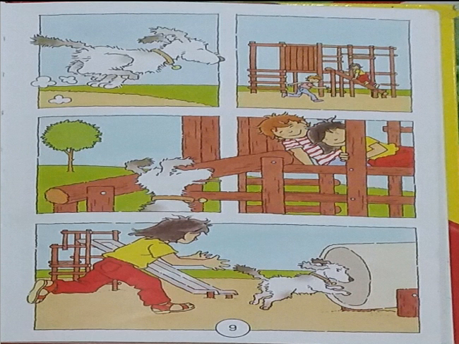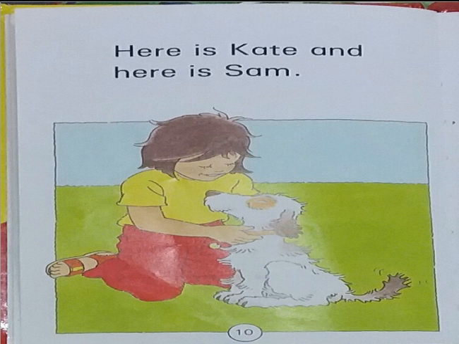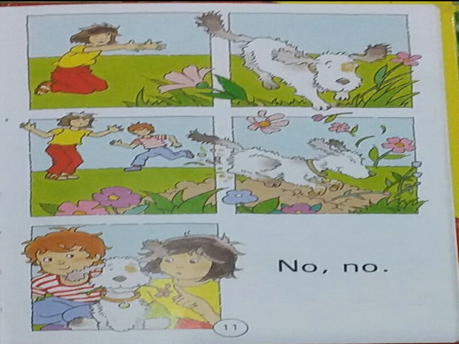Page number 9. Here are some pictures. Page number 10. H-E-R-E, here. I-S is K-A-T-E, Kate. And H-E-R-E, here. I-S is S-A-M, Sam. Here is Kate and here is Sam. Page number 11, Sam has created mess. So they are saying N-O, no, no, no.